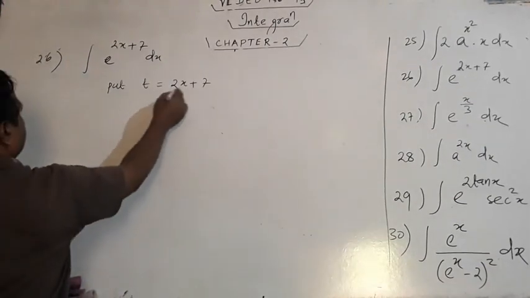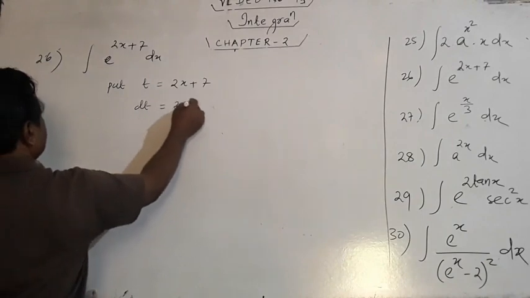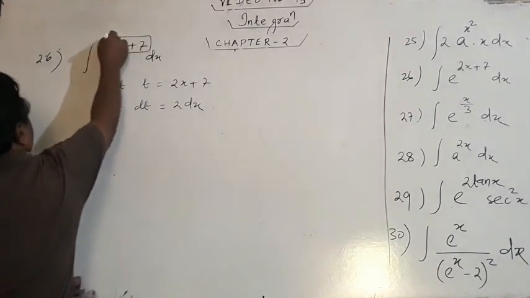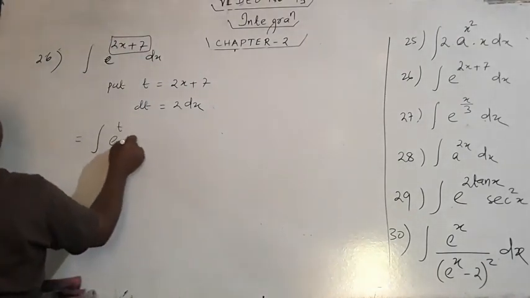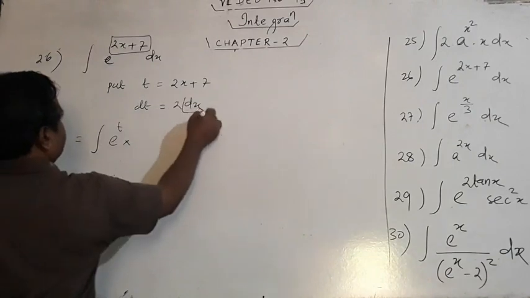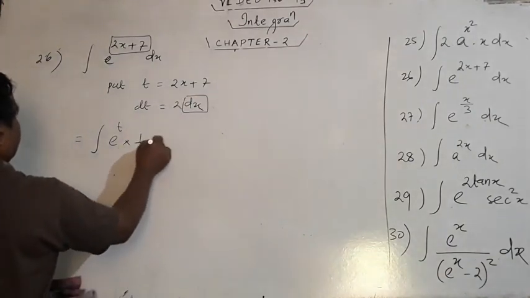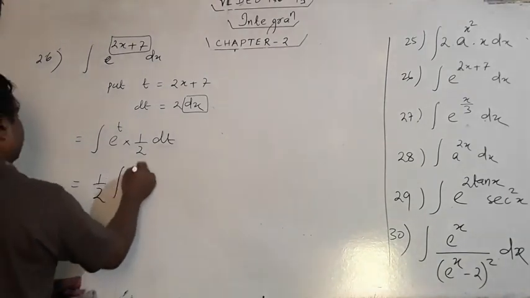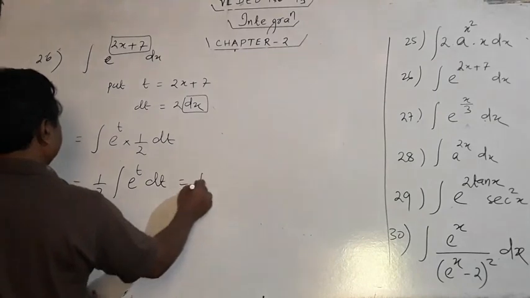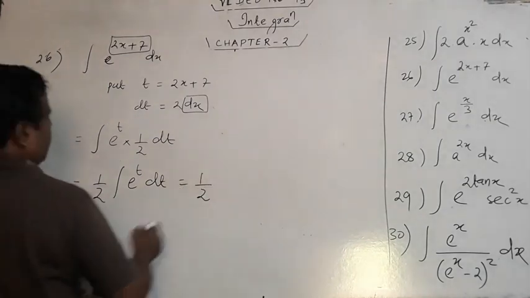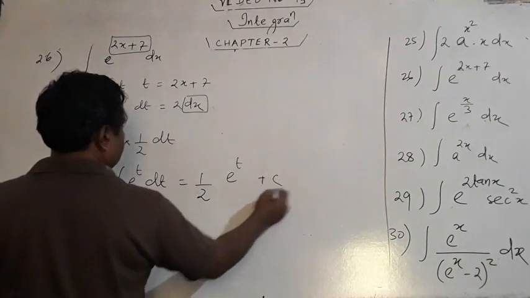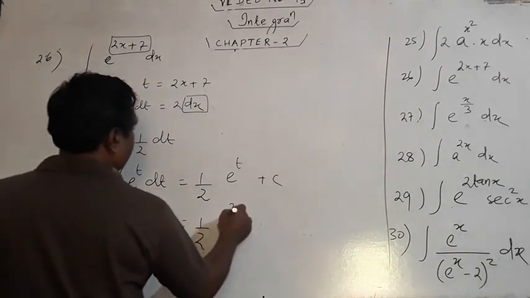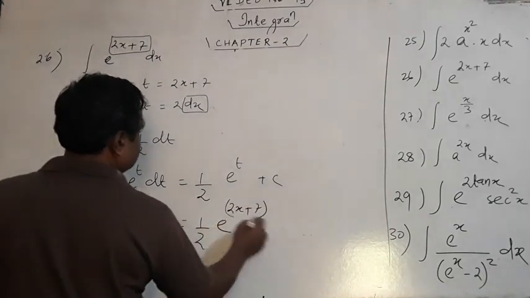Here put t is equal to 2x plus 7. Dt is 2 dx. And in place of e to the power 2x plus 7, we have to put e to the power t into dx. In place of dx, it is what? 1 by 2 dt. It is equal to 1 by 2 e to the power t dt. What is the integration of e to the power t? It is e to the power t plus c. That is 1 by 2 e to the power t. In place of t, we have to put e to the power 2x plus 7 plus c.